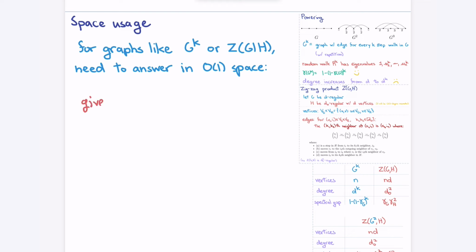given a vertex V, what is the ith neighbor?